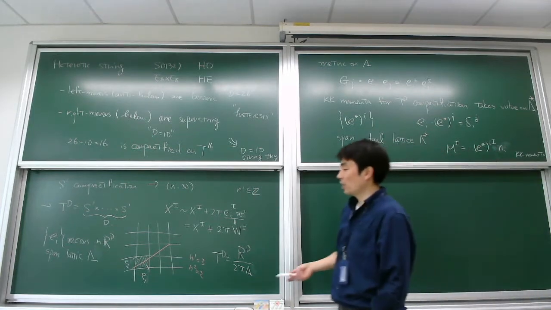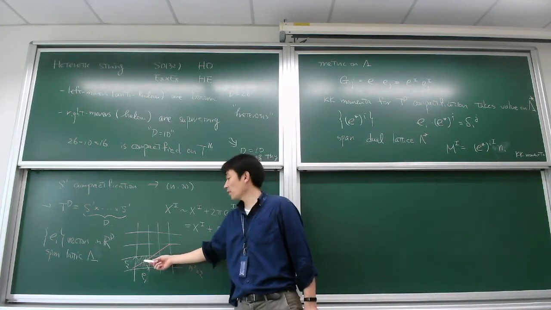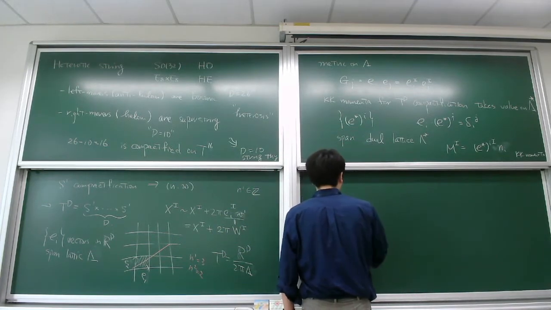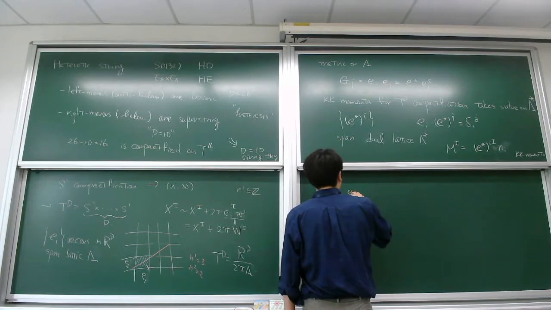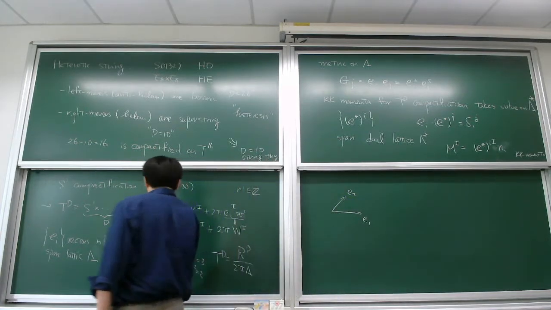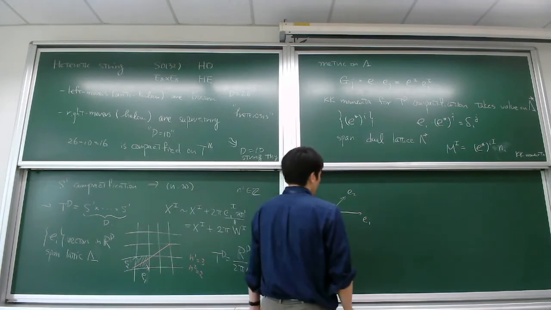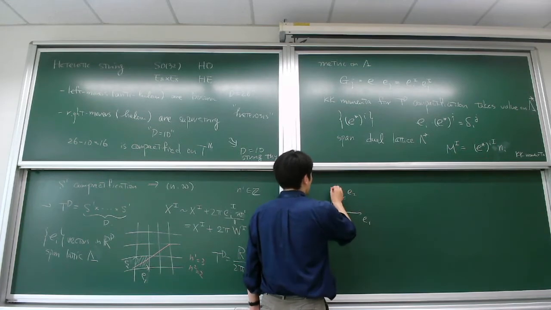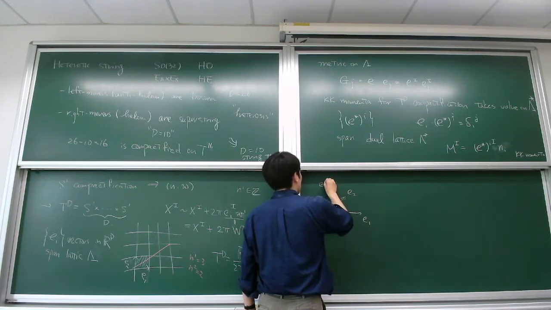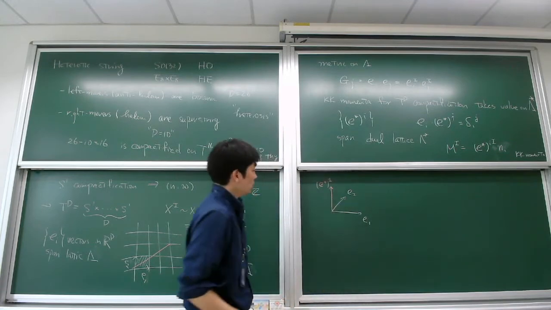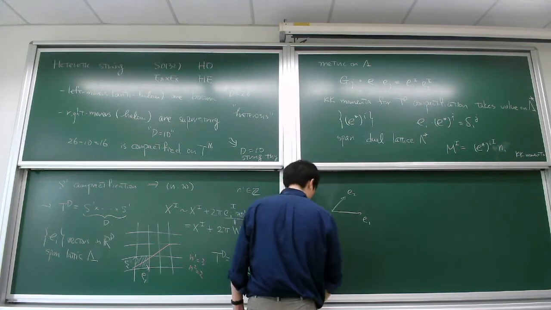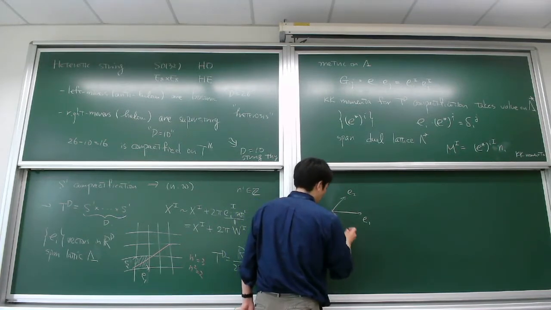So here I just drew the universal covering orthogonally, but you can take a general one. If you take e_1, e_2, then I think e_1 should be something like this one. Oh, sorry, no, definitely not. Sorry. e_1 should be something like this. Sorry.